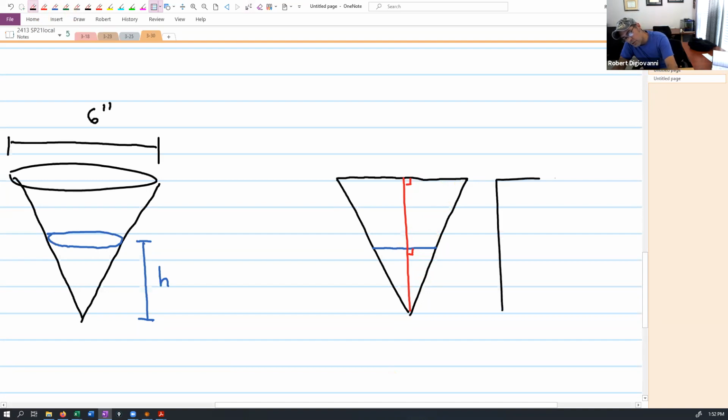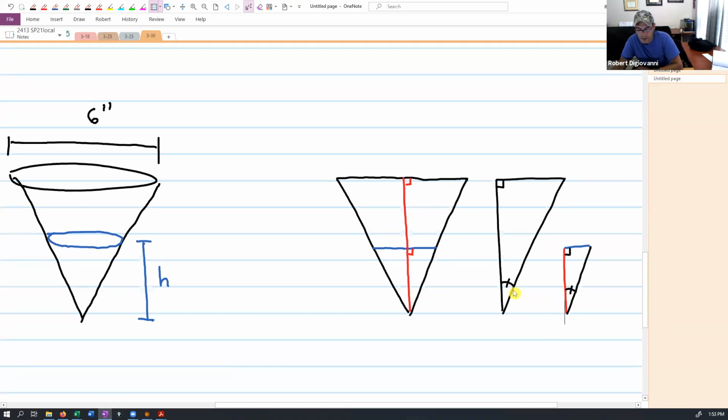If I look at the big triangle, it has this right angle and it has some angle here. Now the smaller triangle, which is red with that little blue piece, there's your smaller triangle. It also has a right angle here, and this angle is the same as this angle. They both share that same angle, don't they?